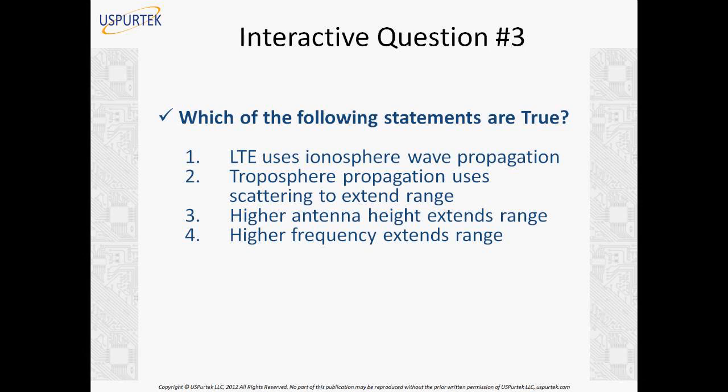Okay, let's go back to the question first. Which of the following statements are true? LTE uses ionosphere wave propagation. Troposphere propagation uses scattering to extend range. Higher antenna height extends range, and higher frequency extends range. So which one is true? Well, number one is not true because LTE 4G wireless does not use skywave propagation. Troposphere propagation extends range. Yeah, that is true. We just talked about that. Higher antenna height extends range. Yes, that is true. Higher frequency extends range.